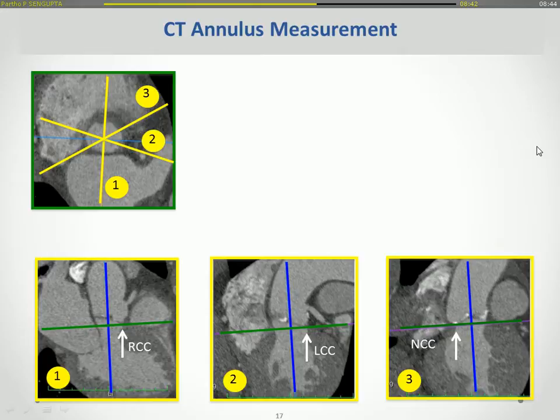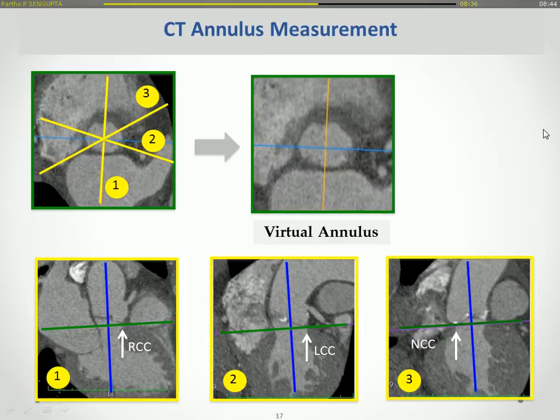And once you have ensured that you have captured all three hinge points, then you can have the true annular plane or the virtual annular plane, because there is actually no anatomical plane. This is a virtual plane of the three hinge points that are being taken into consideration. You take the two diameters, the maximum and the minimum diameter, and average that to get the effective diameter.